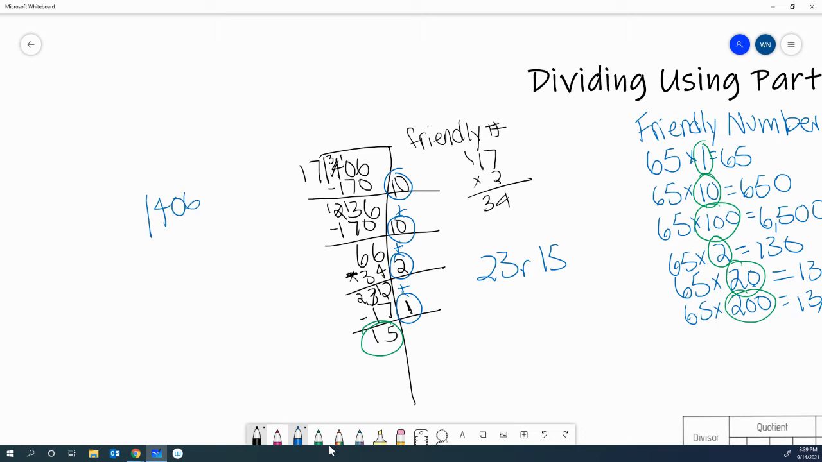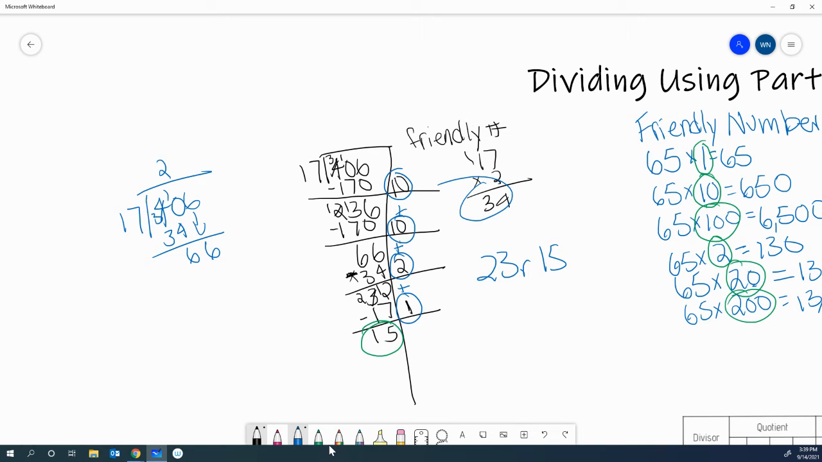If we were to say 406 divided by 17, you would have to figure out how many times 17 can go into 40. Now that we've already done the math, we know it's 2 times, and that gets me 34. And then I have to subtract 10, bring down my 6. Now I have to figure out how many times 17 can go into 66.